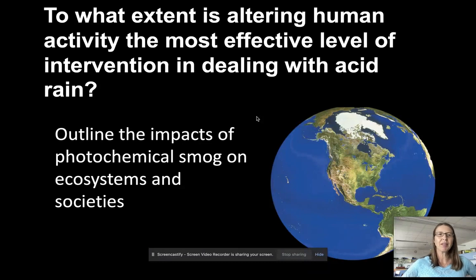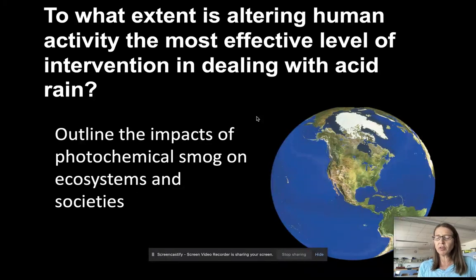They have to answer really heavy things like, to what extent is altering human activity the most effective level of intervention when you're dealing with acid rain? There is no right answer, but they have to be able to justify their responses and provide evidence of case studies. They might be looking at case studies of acid rain in Scandinavia and how that's been caused possibly by industrial processes in Germany and in the UK, what the different strategies are that have gone on there, and whether they are effective. So evidence and justification: they have to really make a solid argument that's backed up with reasoning and case studies.